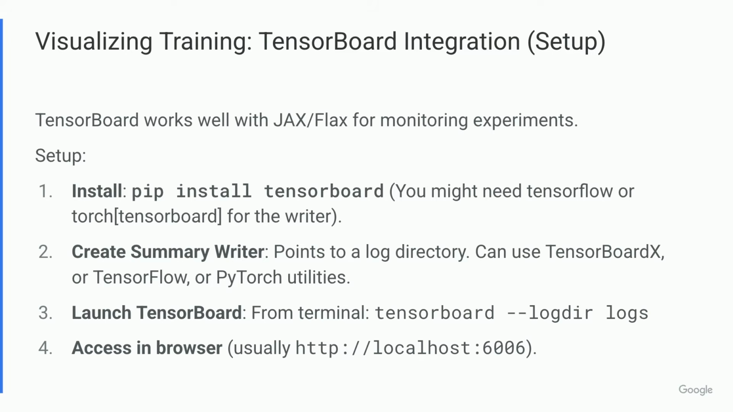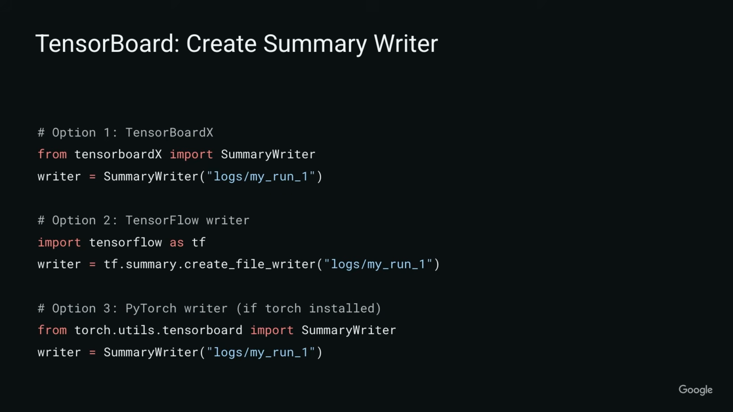Interestingly, the most common way to do this in the JAX ecosystem is by using the writer utilities from either TensorFlow or PyTorch itself. But you can also use TensorBoardX. All of these writers save logging data to a specified directory. Finally, you launch the TensorBoard server from your command line, pointing it at that log directory, and you view it in your browser, usually at port 6006. Here's the basic code for creating a TensorBoard summary writer. TensorBoardX is a nice option for this because it's a much smaller import.